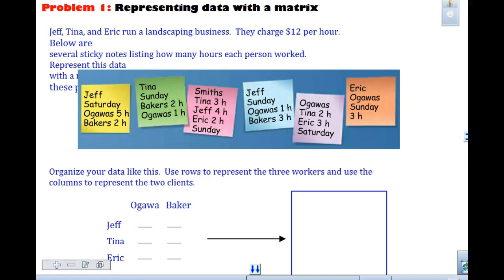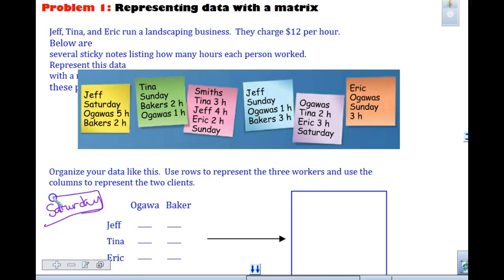As you read this at the top, Josie, you want to read for us, please? Jeff, Tina, and Eric run a landscaping business. They charge $12 per hour. Below are several sticky notes listing how many hours each person worked. Represent this data with a matrix to organize it better. I want you to focus on Saturday. That's going to be key.